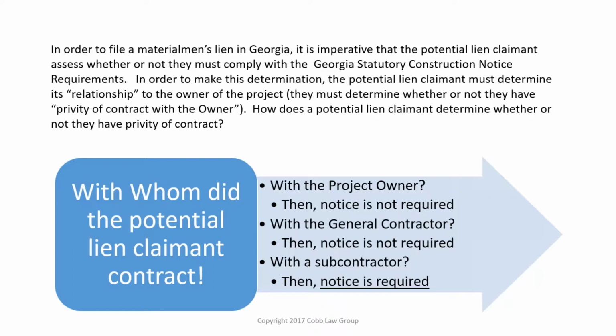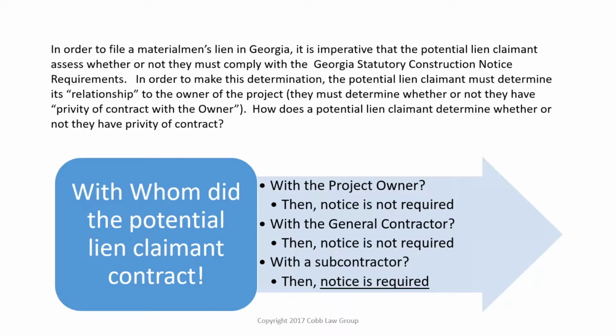So the question always comes to be, how does a potential lien claimant determine whether or not they have privity of contract? If you look at the graph at the bottom of the slide, we've tried to make it very simple. If you are contracted with the project owner, then the Georgia statutory scheme does not apply to you. No notice is required. If your contracting party is the general contractor, then no notice is required.